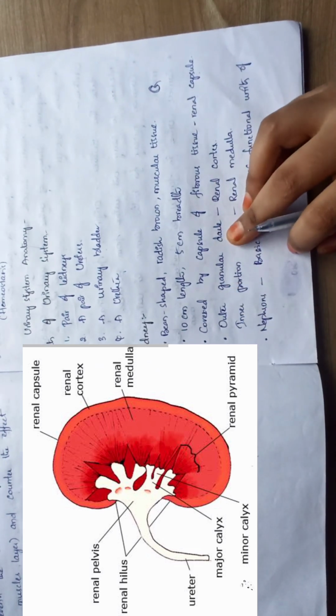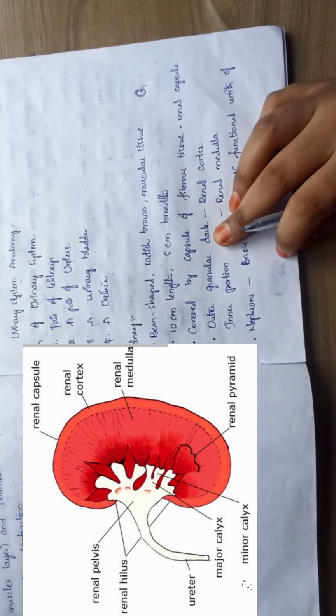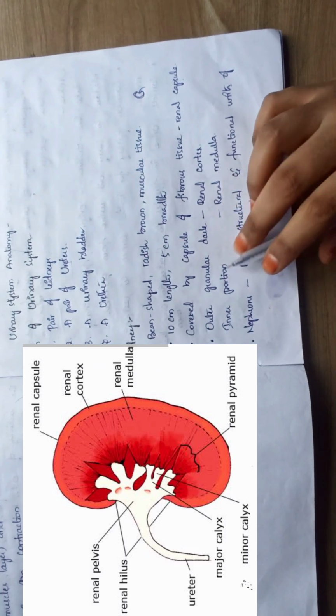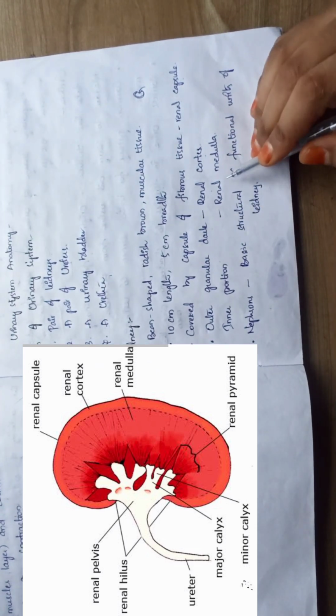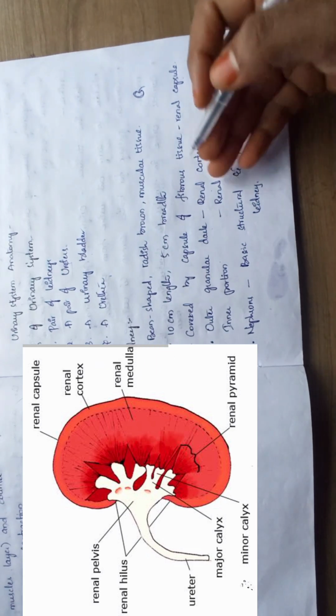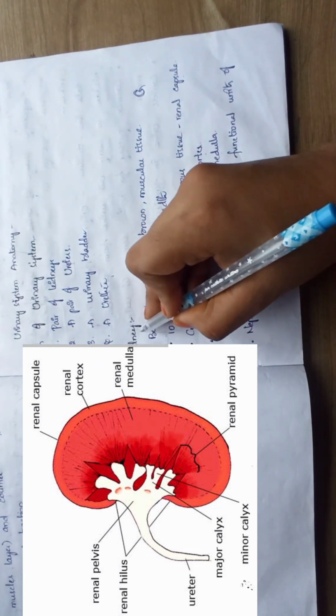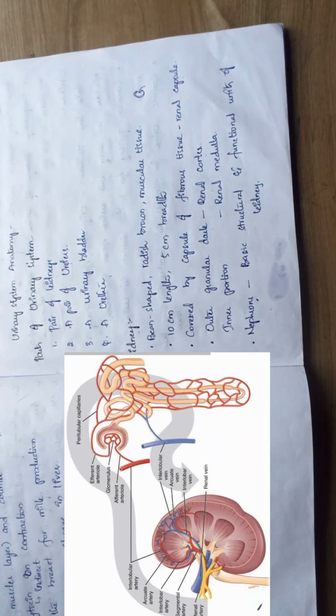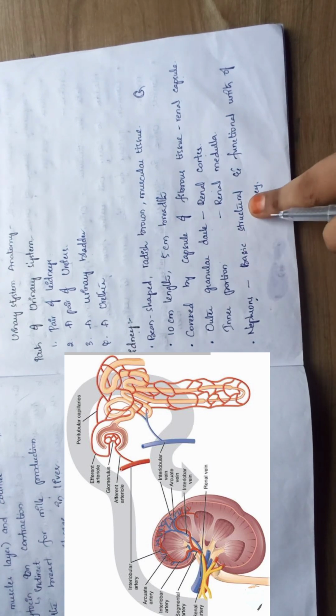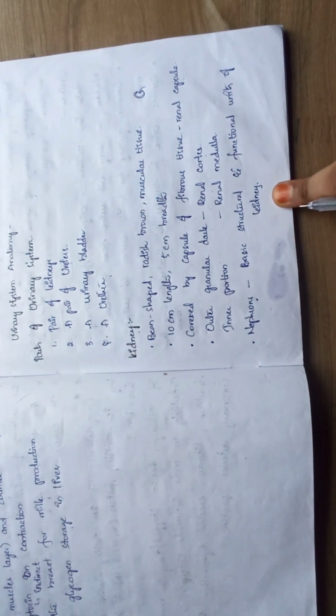And the outer granular portion, I'll show in the diagram. See, the outer granular dark portion is the renal cortex and the inner portion is called the renal medulla. What are kidneys made up of? Nephrons. The brain is made up of neurons, the nervous system is made up of neurons, and this kidney is made up of nephrons. These are the basic structural and functional units of the kidney.